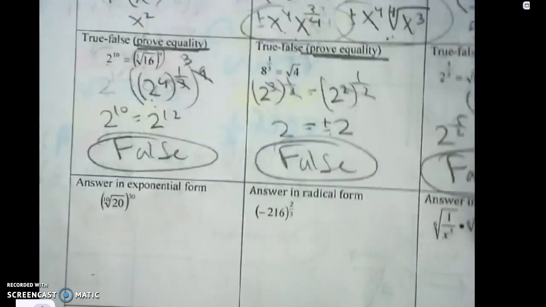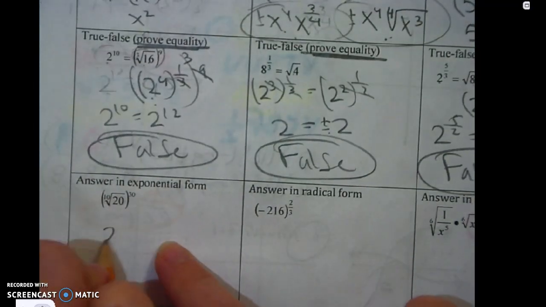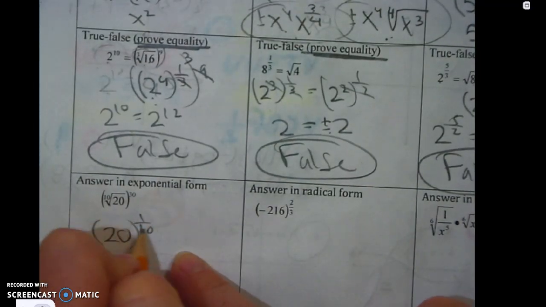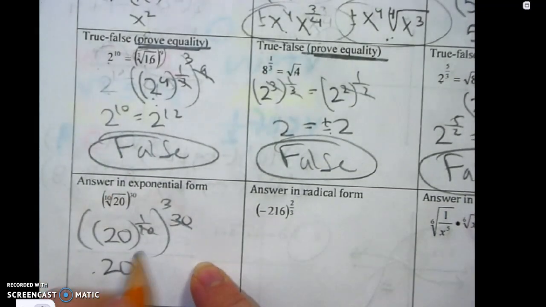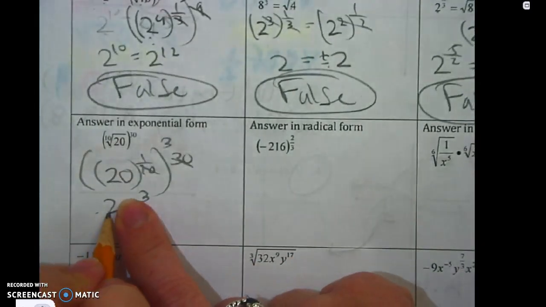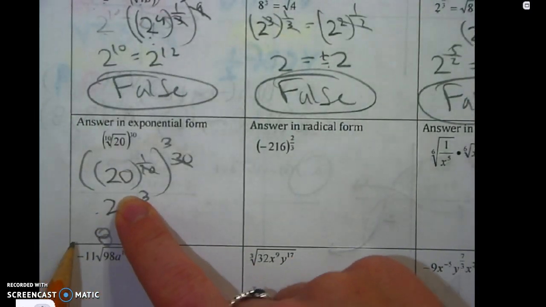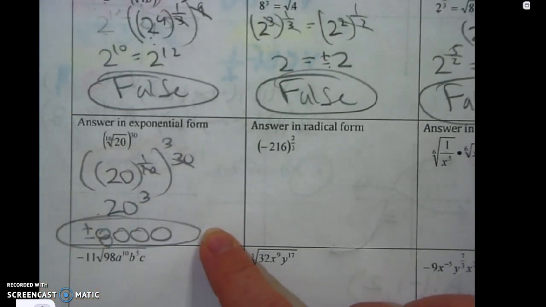All right, they want you to use exponential form to simplify this. So 20 to the 1/10 to the 30th is 3. 20 cubed. Yes, I said don't simplify big numbers, but you can do 2 cubed. That's 8. And 3 zeros. 1, 2, 3. Even root, plus or minus.